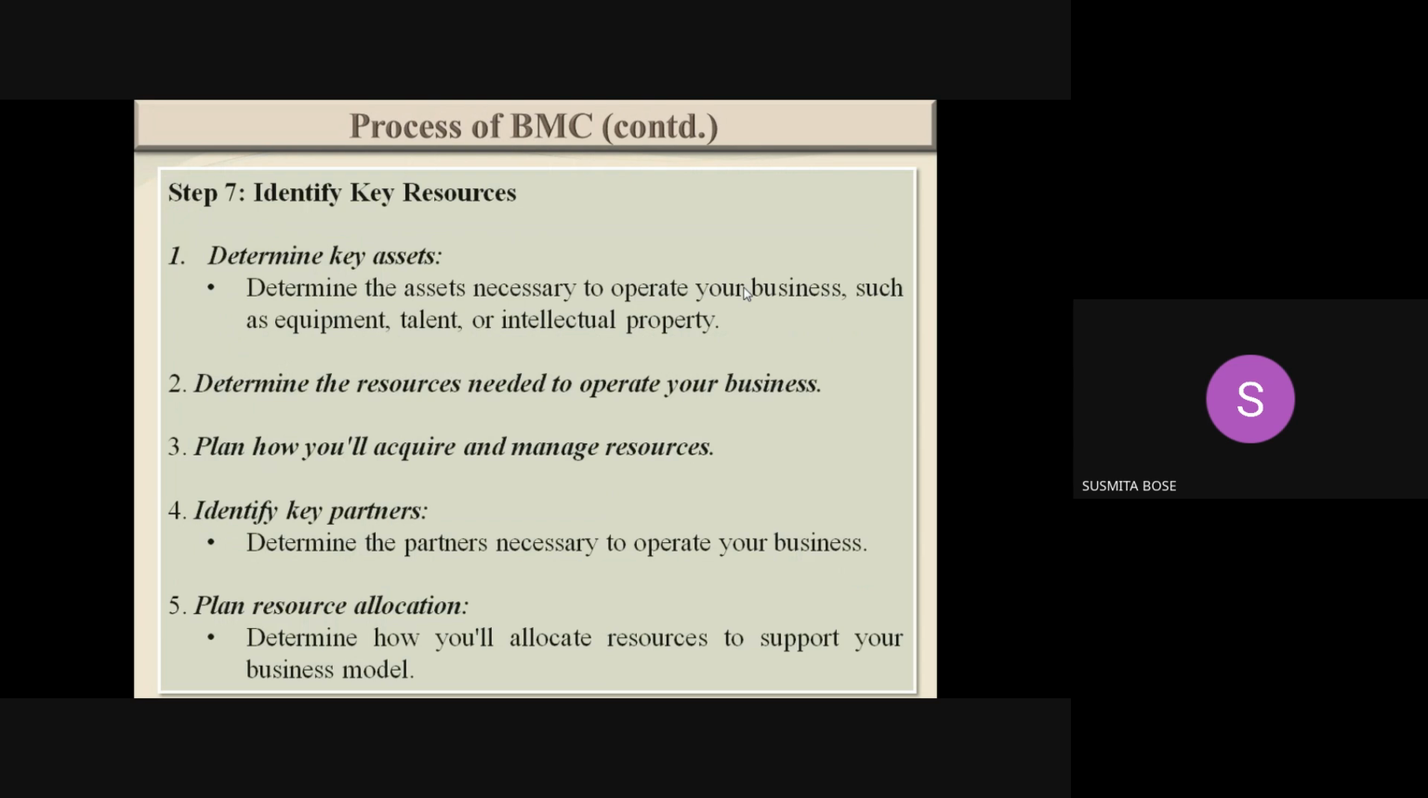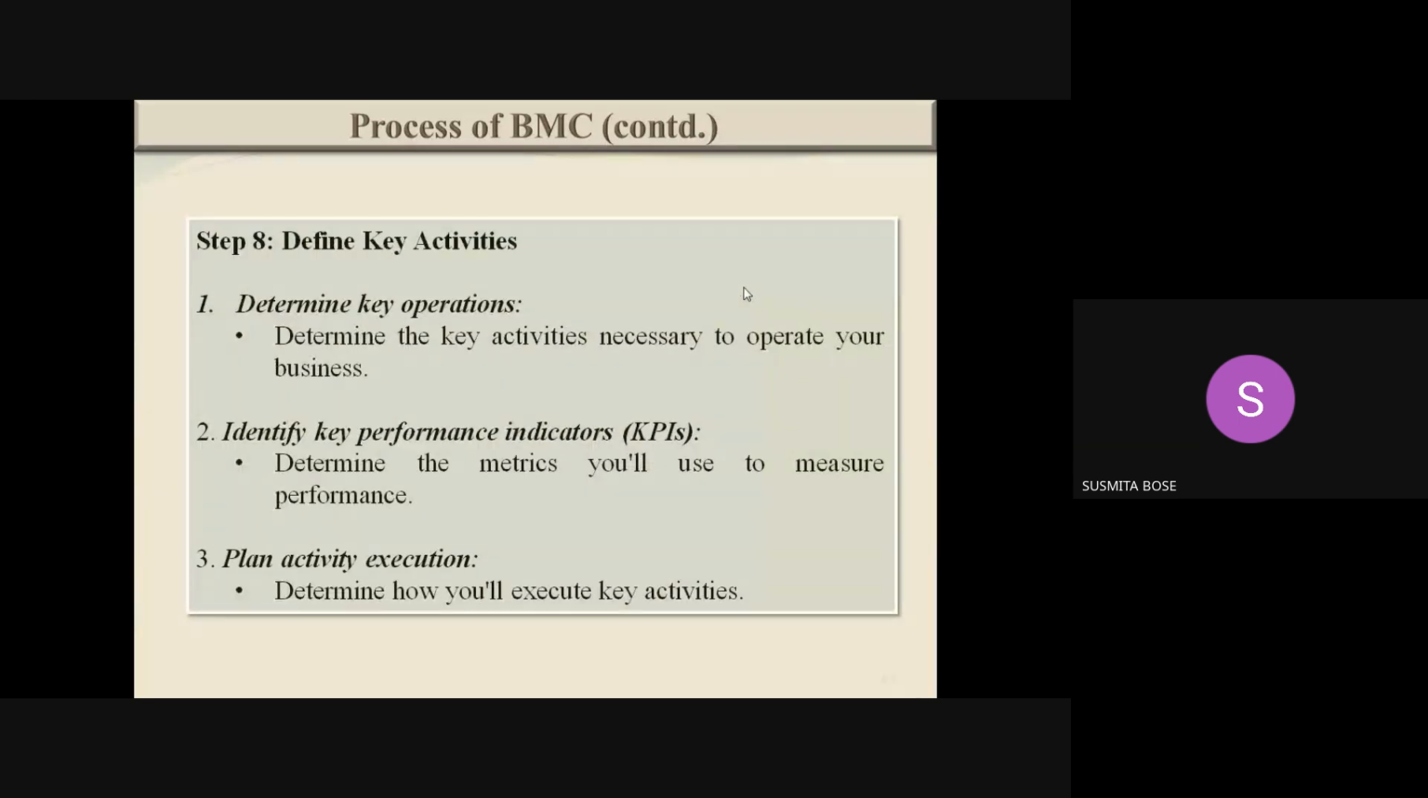Next, you have to identify key resources. Determine the assets necessary to operate your business, such as equipment, talent, or intellectual properties. You have to determine the resources needed to operate your business. You will plan how you will acquire and manage your resources. Determine the partners necessary to operate your business, and determine how you will allocate resources to support your business model.